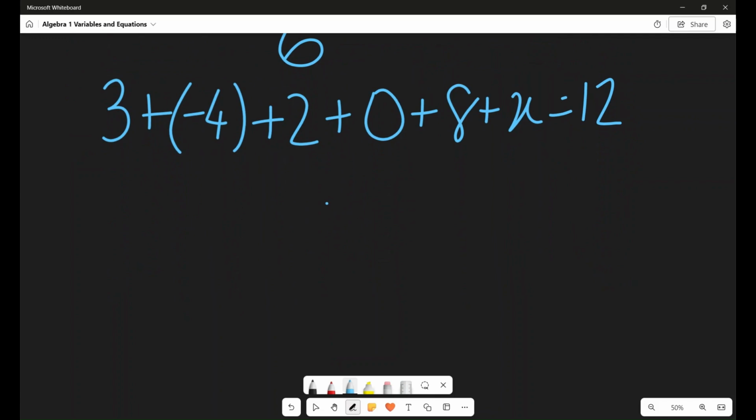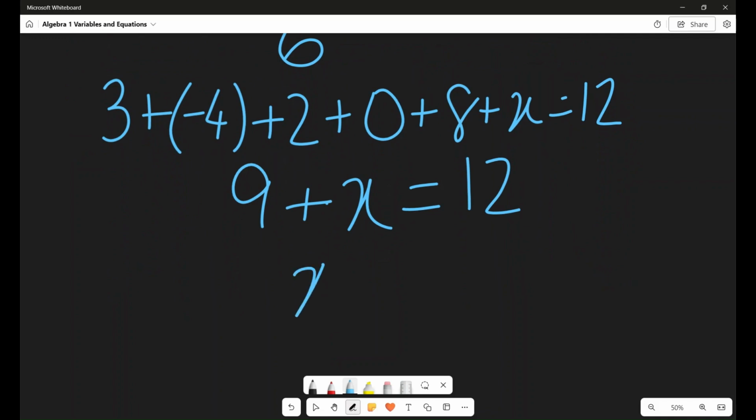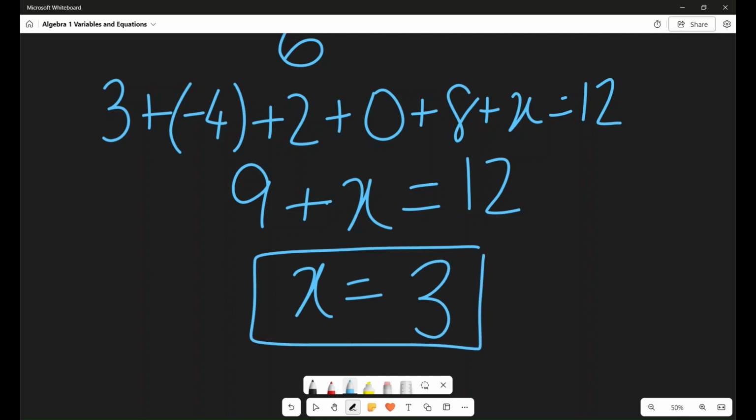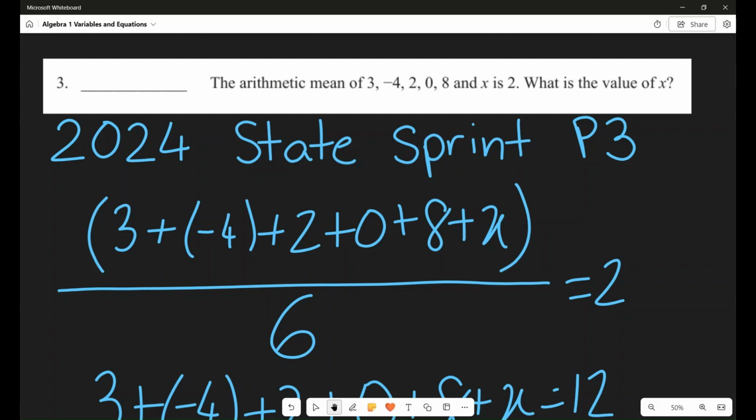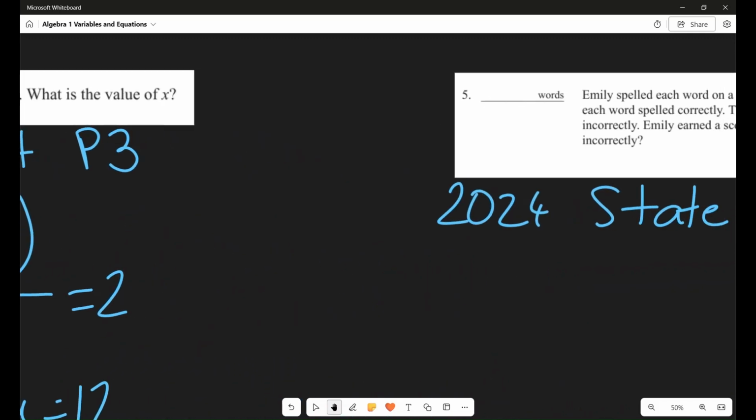Now we can evaluate the left-hand side, and it comes out to 9 plus x, and that's equal to 12, as we had before. Now, of course, we can subtract 9 from both sides, and we get our final answer of x equals 3. So in this problem, we really just use the pure definition of arithmetic mean. We plug in our numbers, and we get our answer. So on to the next one.